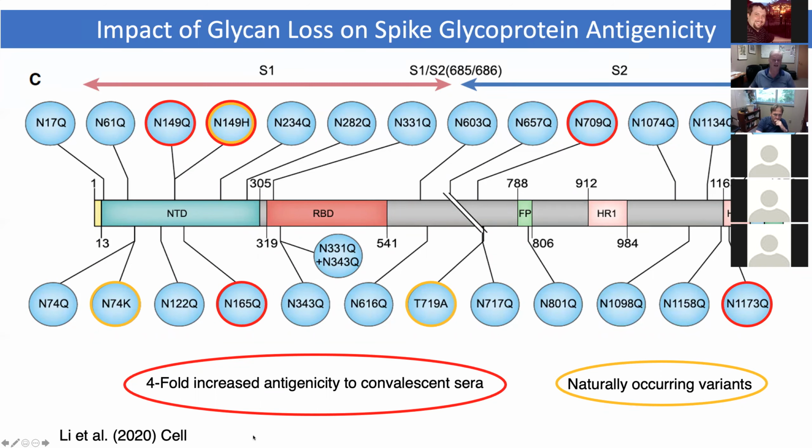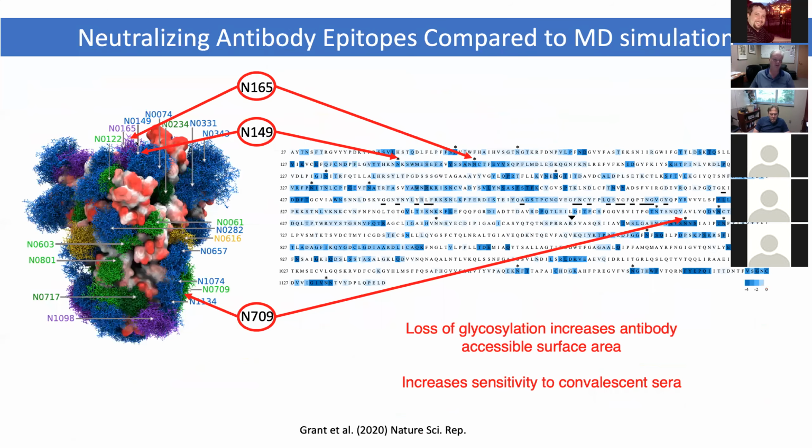So if you then look at the impact on antibody binding, you can see that the loss of either of these two glycans actually led to an increase in binding to convalescent sera. So it would appear that these two glycans were shielding an epitope that became more exposed when they were removed. And if we look at where those two glycans are, remember 149 and 165, they're up here in the head group, up here in the receptor binding domain.